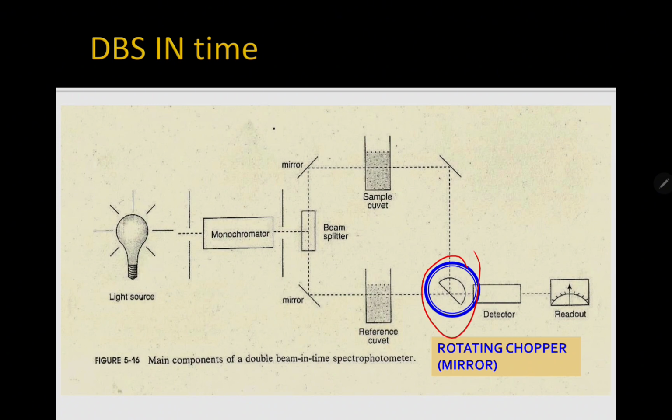Remember, in other instruments, the two beams pass through a beam chopper which blocks one beam at a time. The detector alternates between measuring the sample beam and the reference beam in synchronization with the chopper. So, ibig sabihin, here in the double beam spectrophotometry in time, makikita ninyo na we only have one detector. Compare niyo sa inyong space, meron tayong two detectors.